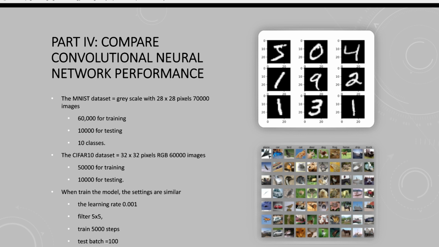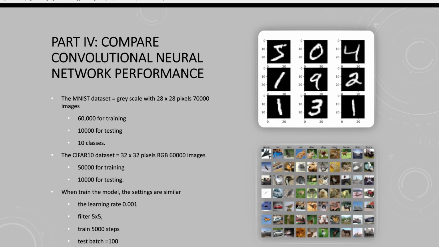from 0 to 9. Also, the different dataset that we use is the CIFAR-10 dataset. It has 32 times 32 pixels in RGB color with a total of 60,000 images. They divide into the training 50,000 and the testing 10,000.